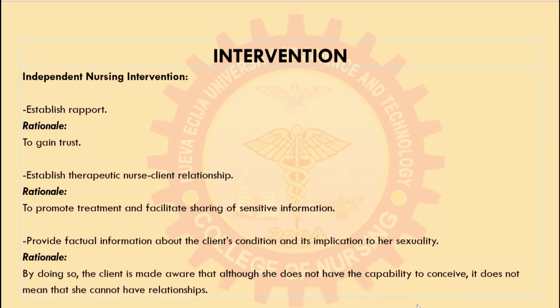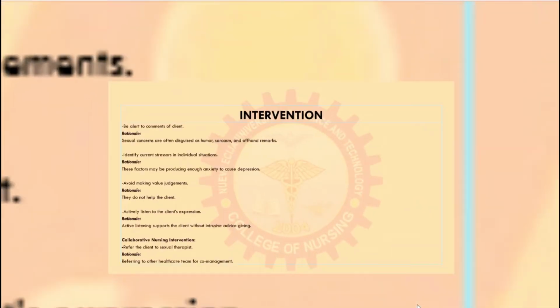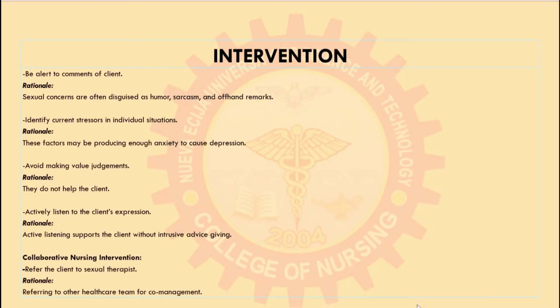Provide factual information about the client's condition and its implication to her sexuality. By doing so, the client is made aware that although she does not have the capability to conceive, it does not mean that she cannot have relationships. Be alert to comments of client. Sexual concerns are often disguised as humor, sarcasm, and offhand remarks.